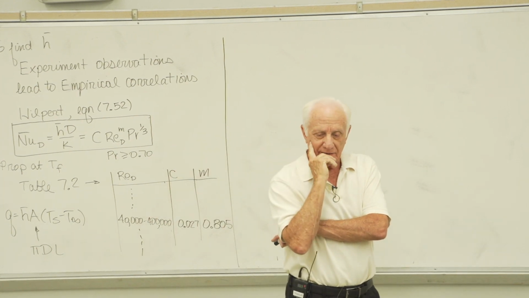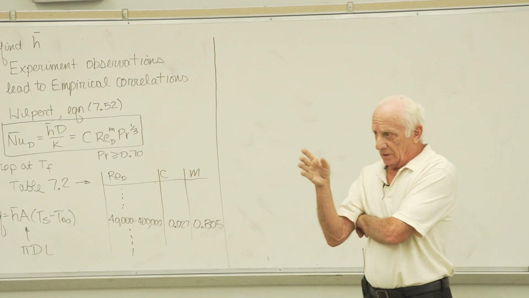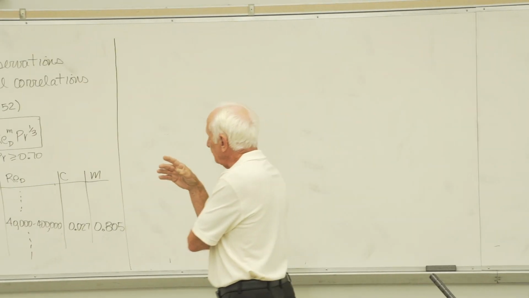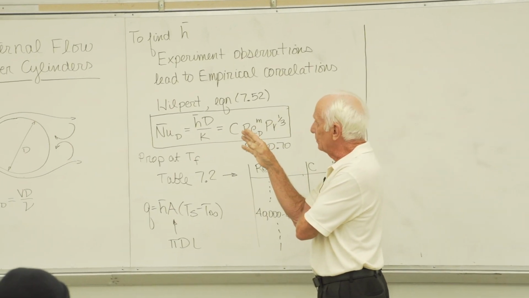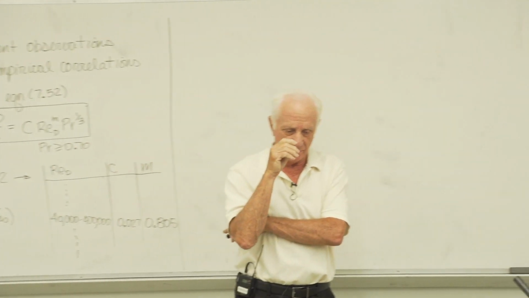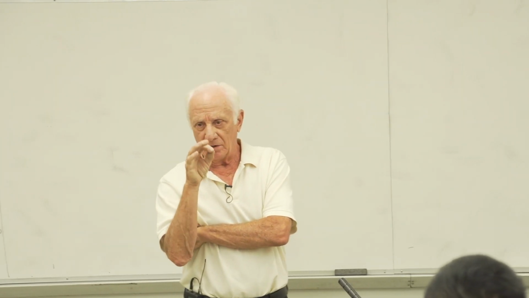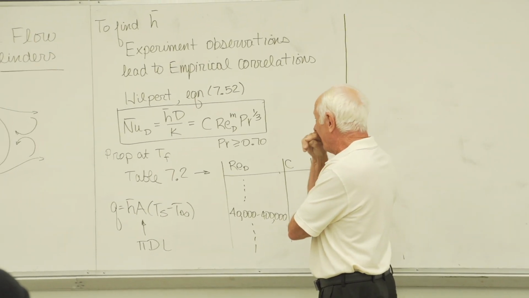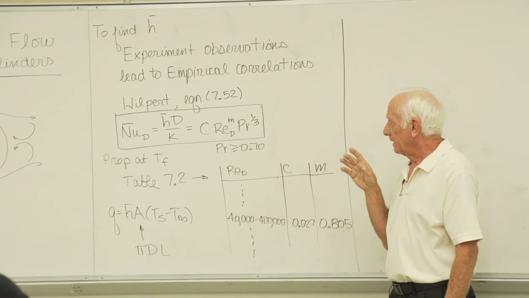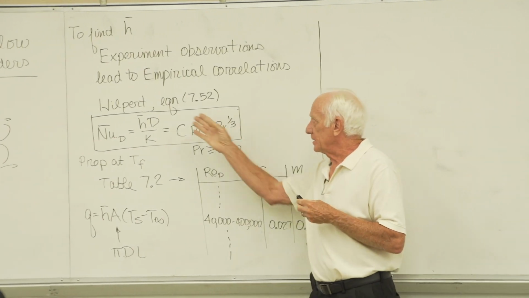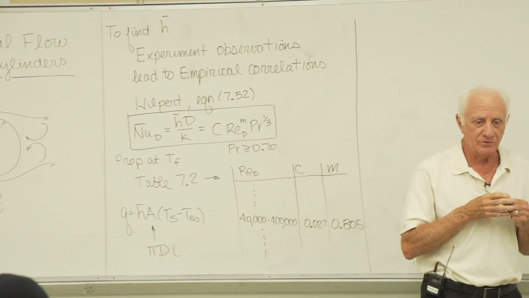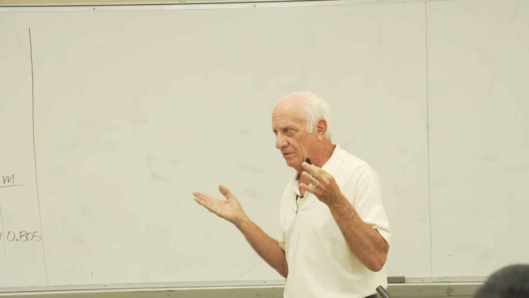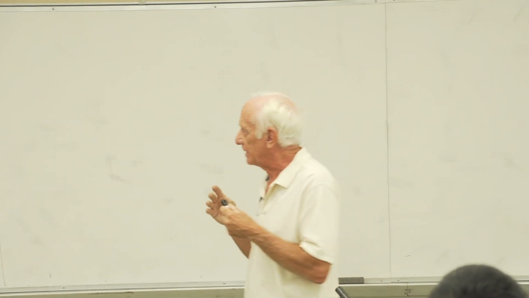We can't really do that analytically, so we rely on experimental observations. These experimental observations lead to what are called empirical correlations. Empirical means based on experimental observations. The one we're going to use out of our textbook is called the Hilpert equation, equation 7.52 in the 8th edition. In the 6th edition, it's a different equation number, but you'll find it's labeled the Hilpert equation.